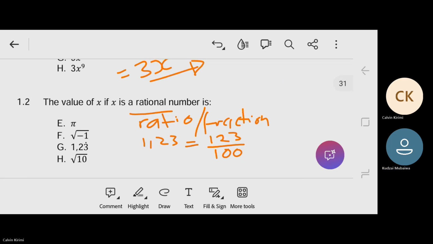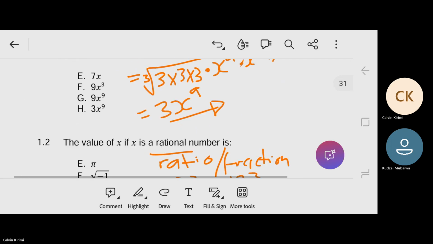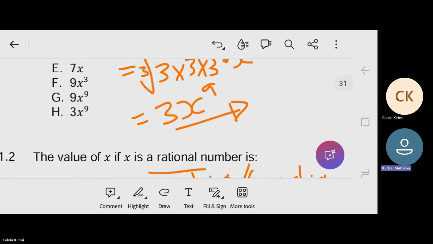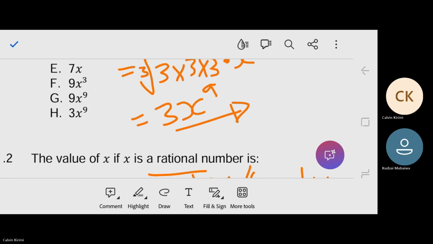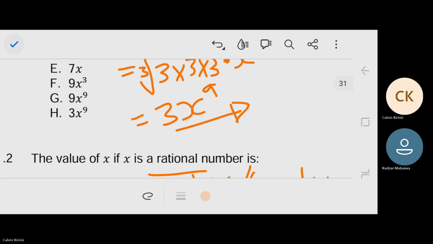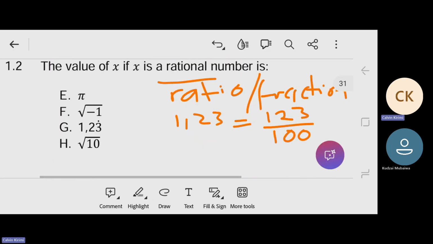Pi, you are rounding off, and then you can't express it as a fraction. Square root of -1, it's not a real number, undefined. Square root of 10, can't express it as a fraction. So the only answer there is E. So it's G.